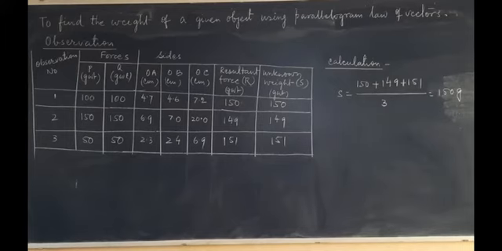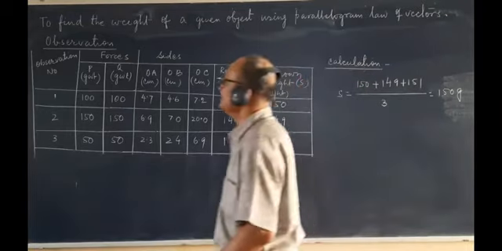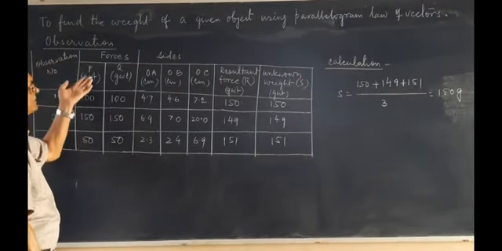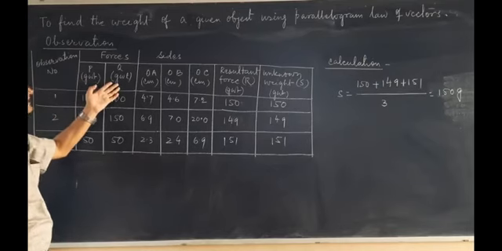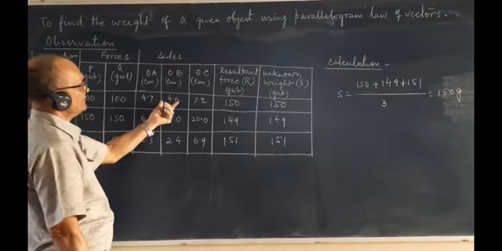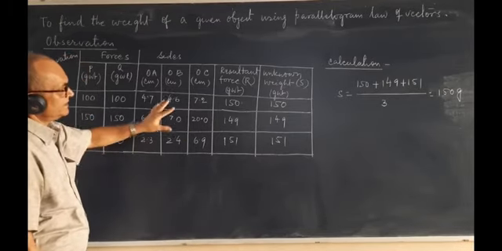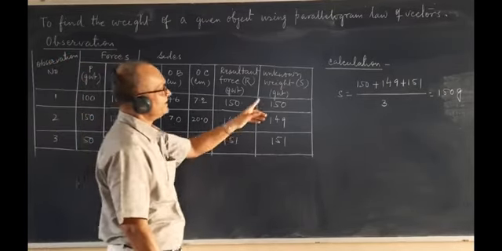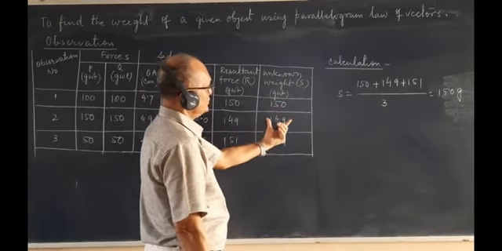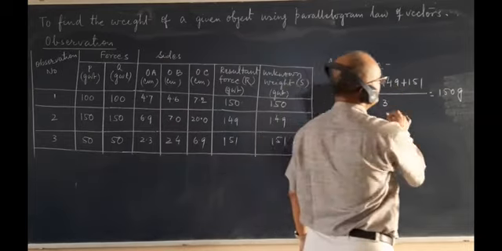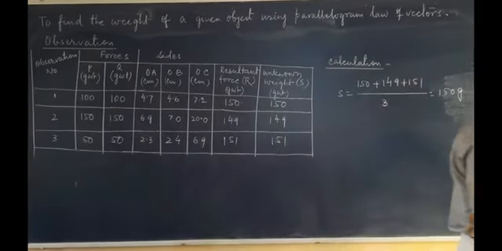Now we have performed the experiment 3 times, putting the values of all weights on the first hanger and second hanger, and we have measured the values as shown in the experiment 3 times, and find this and this, and here is the mean of the unknown value.